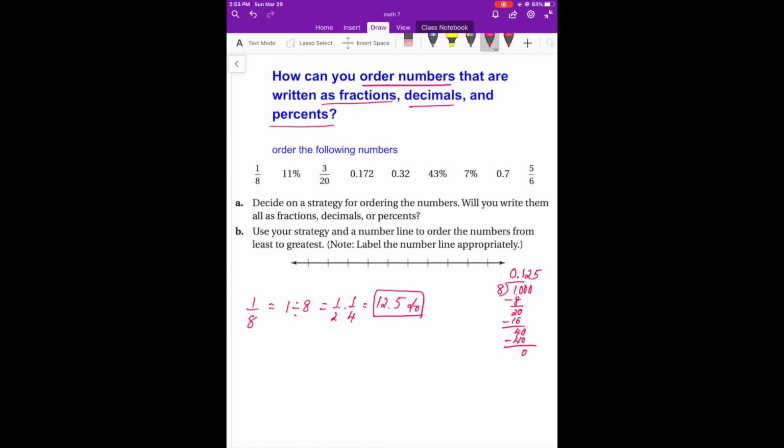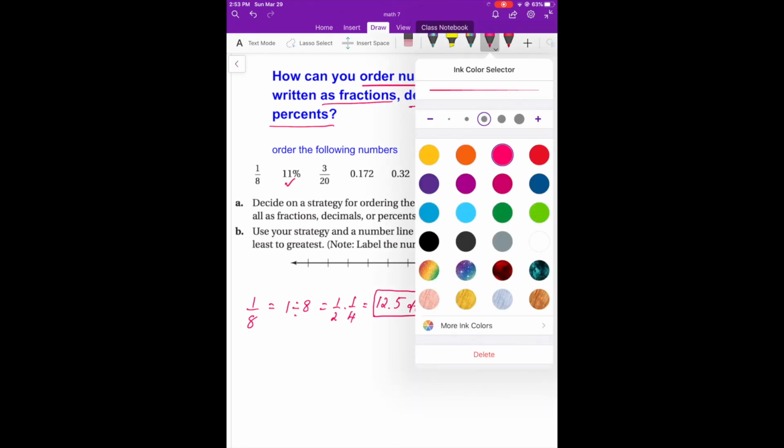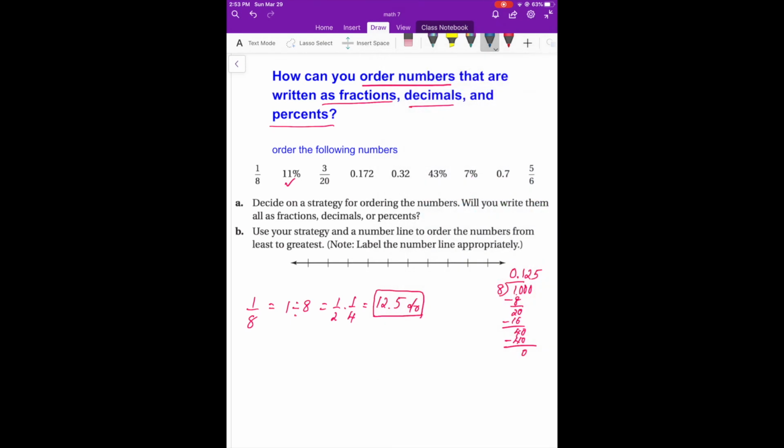And the next one they gave you as 11%. So you don't need to do anything with 11%. 3/20th. How do I convert 3/20th to a percentage? I'm looking for 100 in the denominator. So you can just multiply by 5 on both numerator and denominator. That's a form of 1. So I get 15/100. Ooh, that was easy. And it's 15%. So we are done with 3/20th.